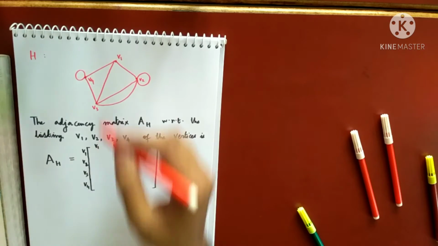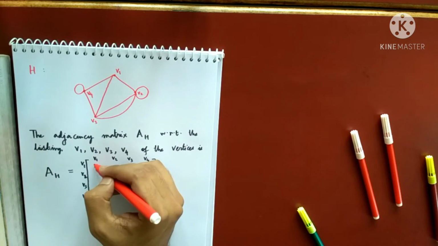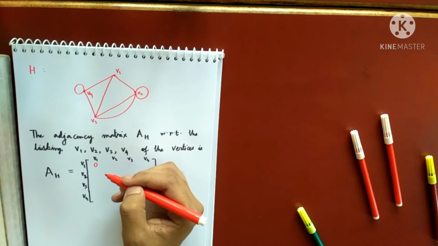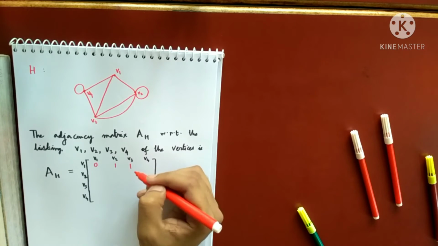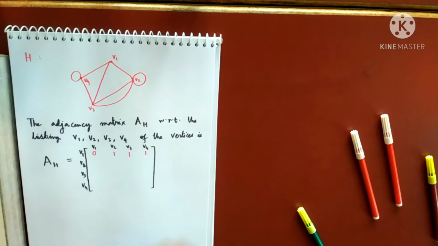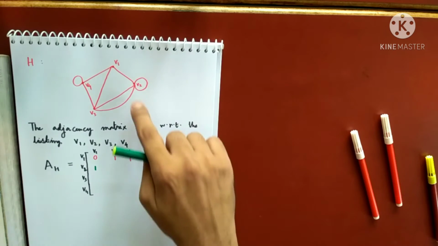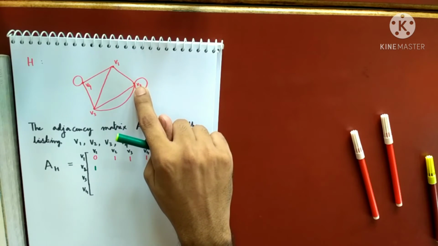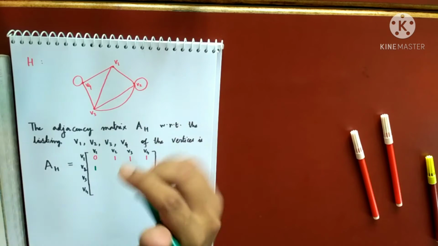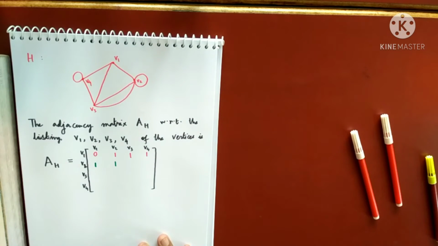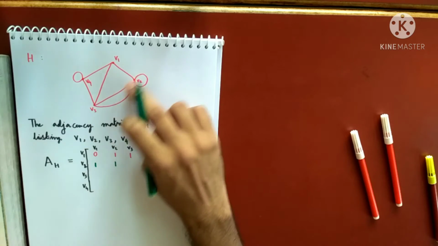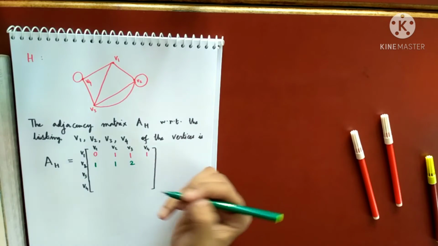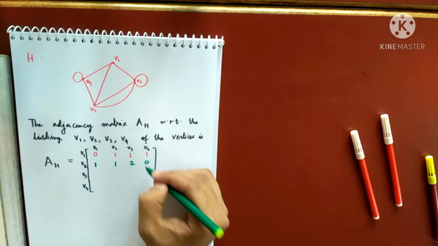Is there an edge from v1 to v1? No, so it is 0. v1 to v2, yes, 1 edge. v1 to v3, 1 edge. v1 to v4, 1 edge. Let's go to v2. v2 to v1, yes, 1 edge. v2 to v2, yes, there is 1 edge, the loop, so here it will be 1. v2 to v3, there are 2 edges. And v2 to v4, no edges, so 0.